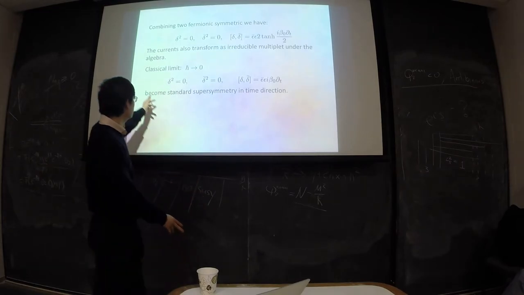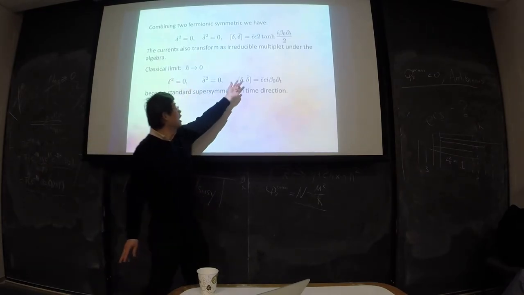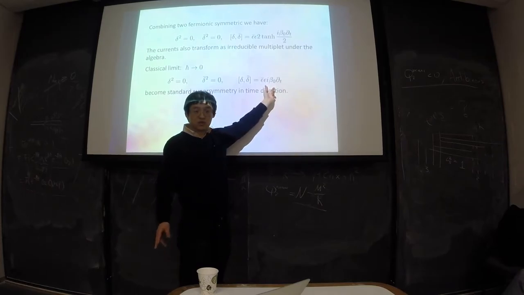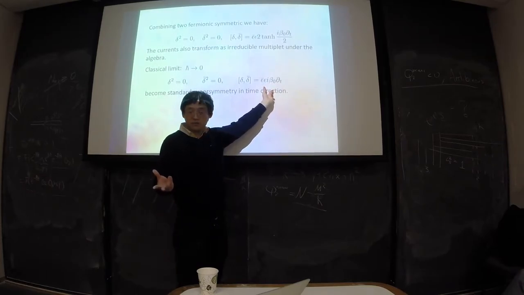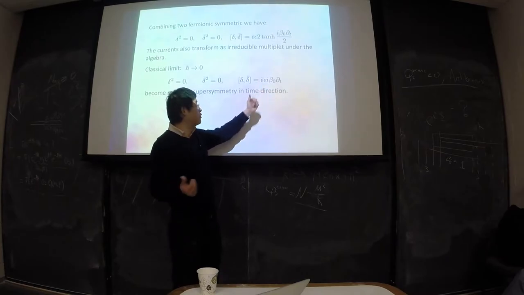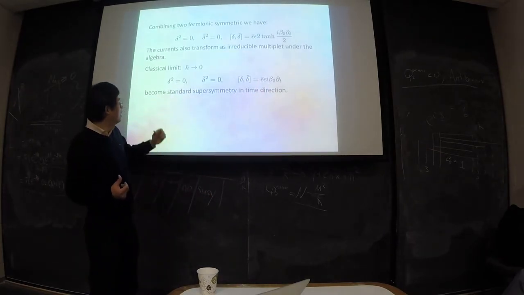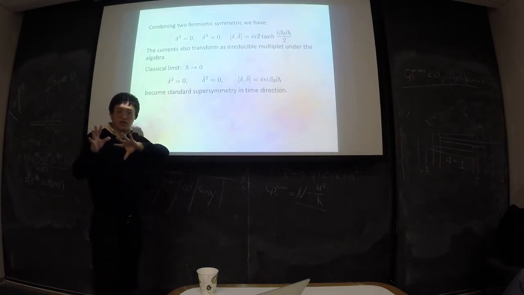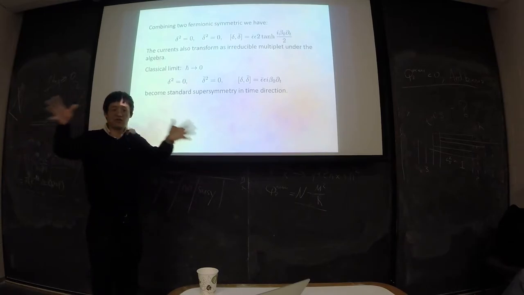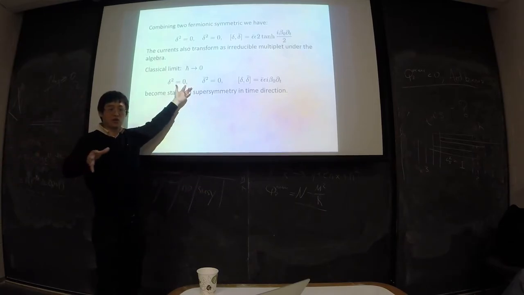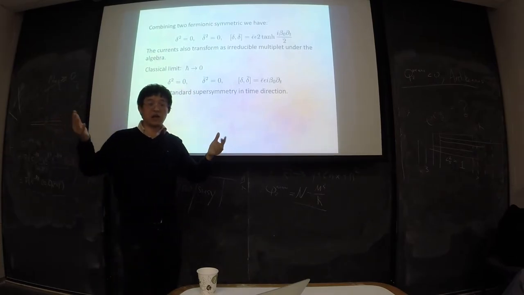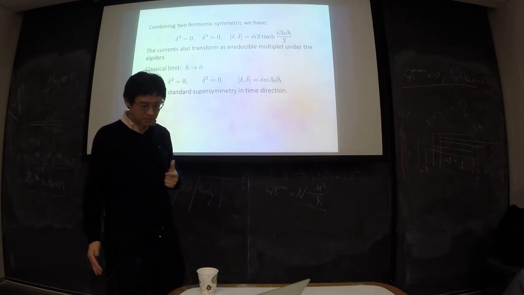So now you can take a classical limit. In the classical limit, this essentially just becomes this one. And you have the standard supersymmetric algebra in the time direction. And you also show when you take the h bar goes to zero limit, the path integral actually does not collapse. The path integral actually survives. And you still have a finite path integral even when you take the h bar goes to zero limit. It's just because you still have statistical fluctuation as expected.